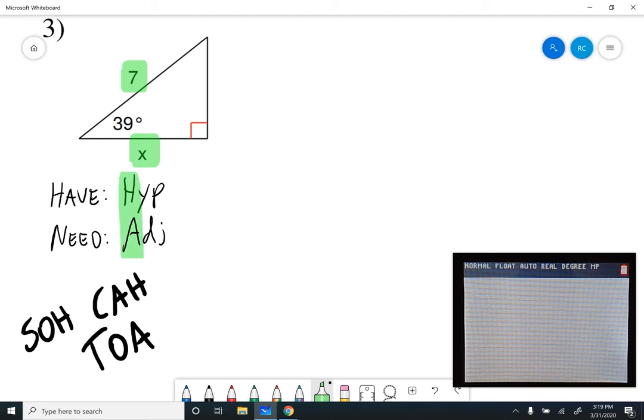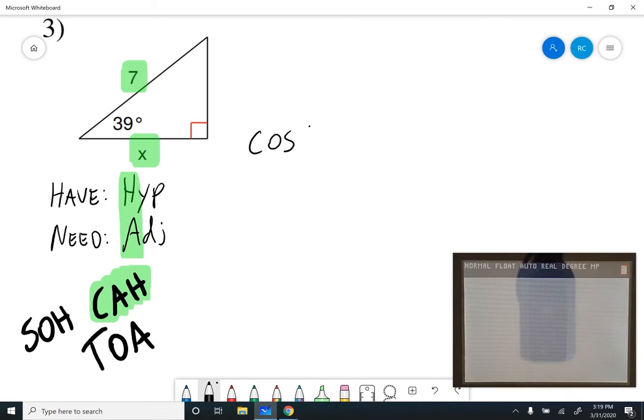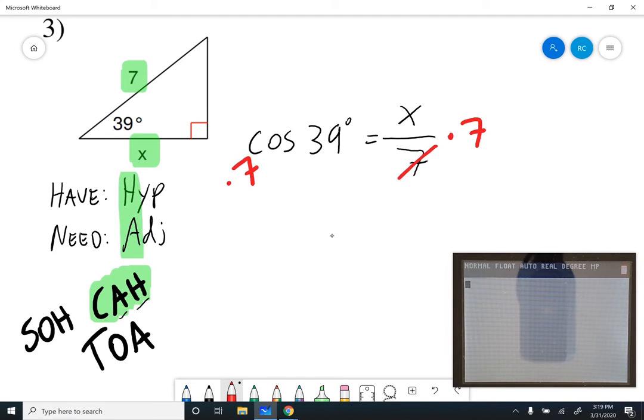We've got the hypotenuse, we need the adjacent. The only one with both of those is cosine. Cosine of 39 degrees equals, remember the order, adjacent over hypotenuse. Once again, I'm going to multiply both sides by the denominator. I get x equals 7 times the cosine of 39 degrees.